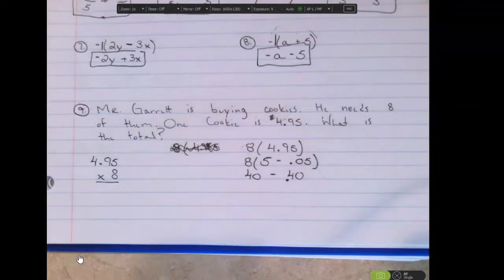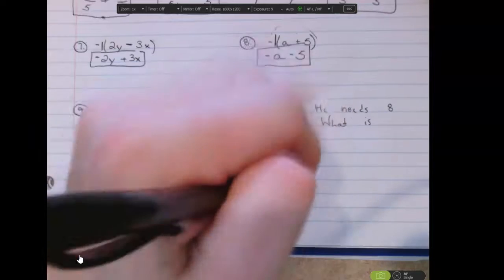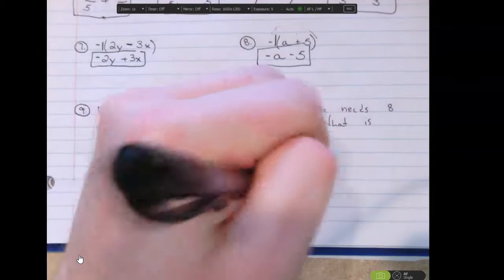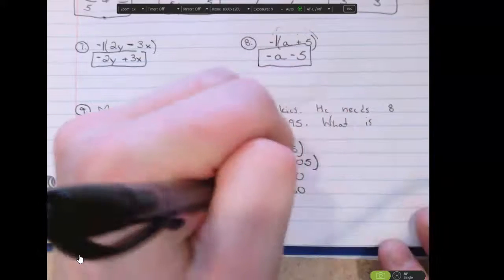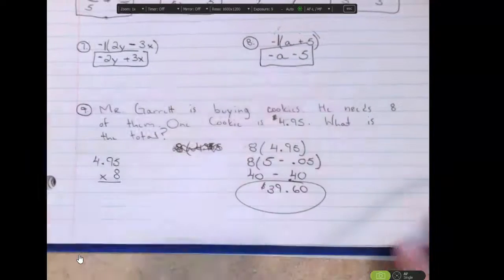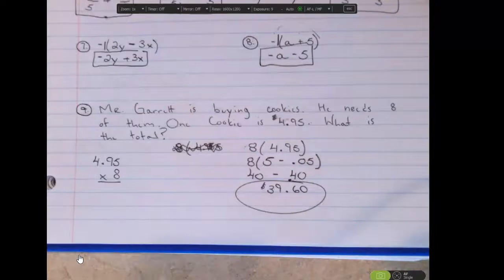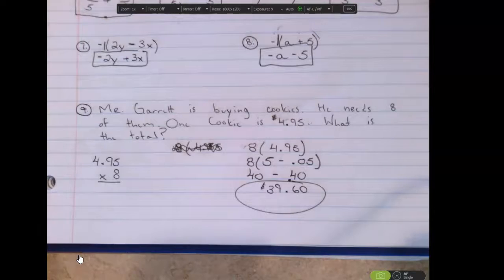So again, this is just a faster way of solving problems. I do 40 minus 40 cents. That's going to give me $39.60. So there you go. It's going to cost me $39.60 for my cookies. These are some expensive cookies.